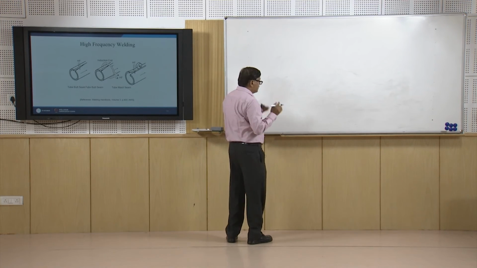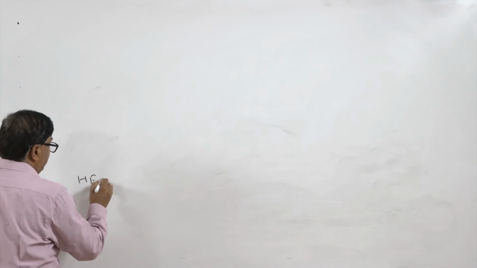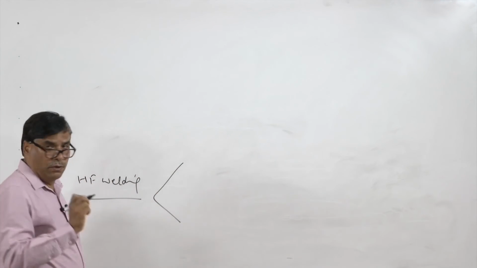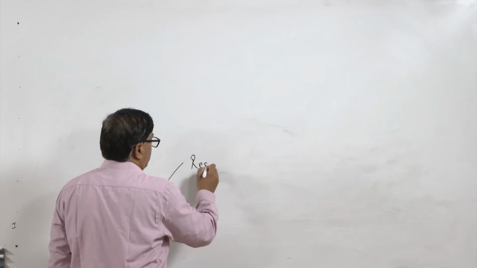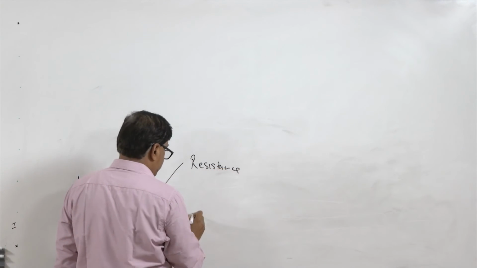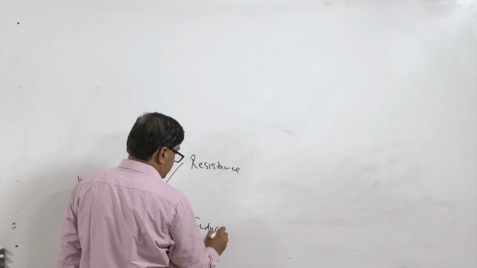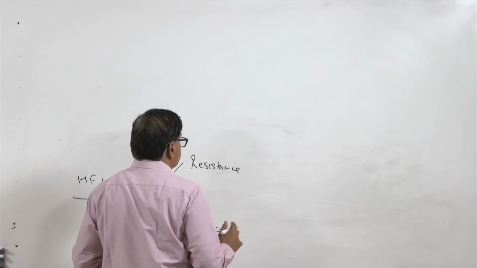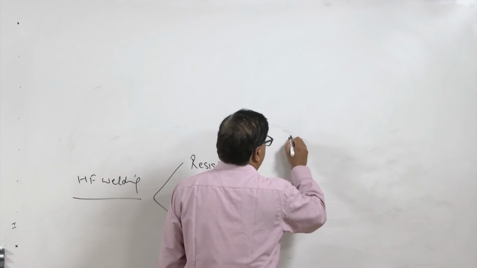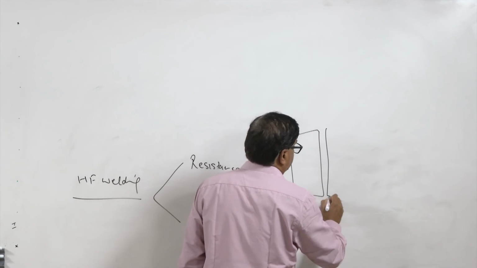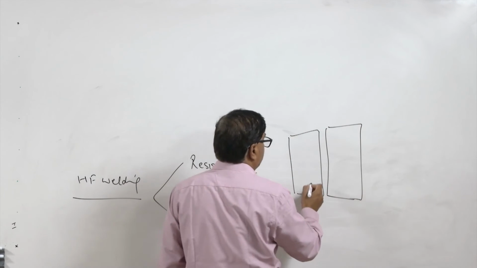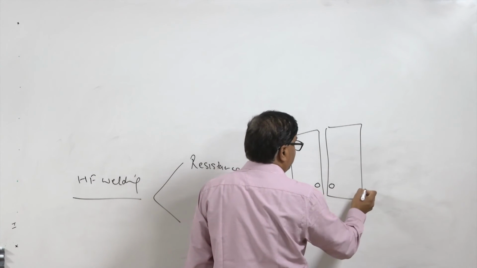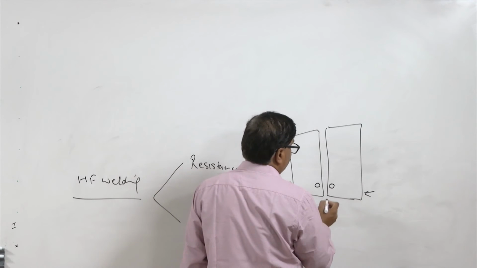Now, I will talk a little bit about the high frequency welding process. High frequency welding process comes in two variants. One is resistance based and another is induction based. In case of the resistance type high frequency welding process, the contact is there between the components, means the contacts will be supplying the current to both, and then pressure is applied for the welding purpose.